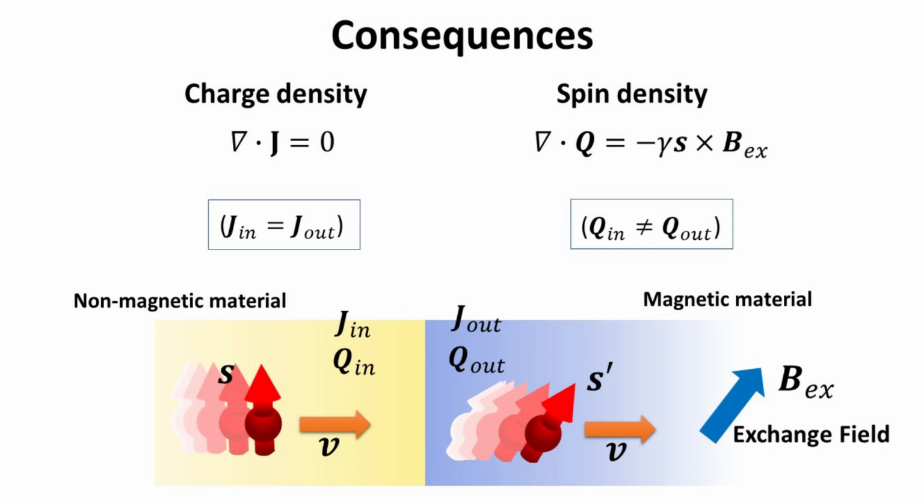From here, we see that a magnetic material is equivalent to a spin polarizer, where the direction of spins of the outgoing spin current is determined by the magnetization direction. The polarization mechanism is the exchange torque.